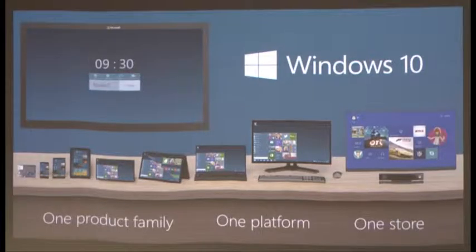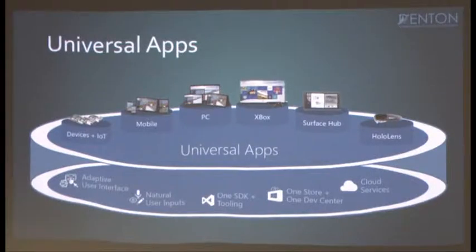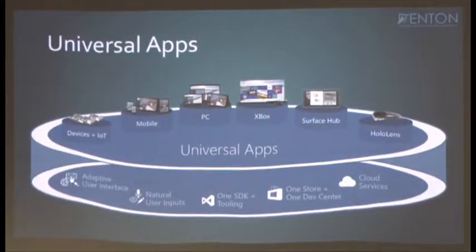So again, this is just, and there's actually an updated version of this image out now, but they're kind of touting one product family, one platform, one store, right? So that not only will the operating system run on these multiple devices, but there's one store. So all the applications that you install from the App Store or Windows Store run on any of those devices. So they're called universal applications. And universal applications will run on mobile, PC, Xbox, Surface Hub, which is like a conference style TV.